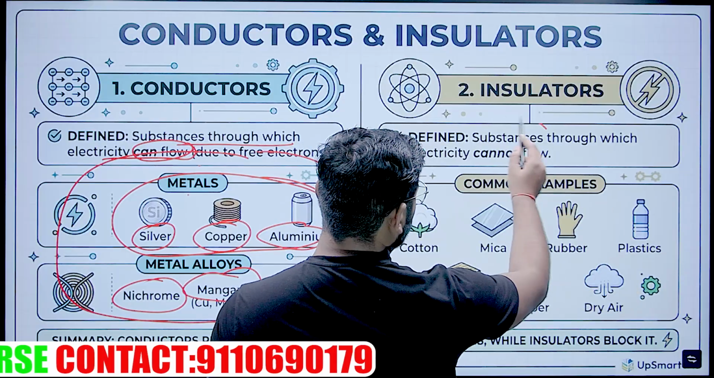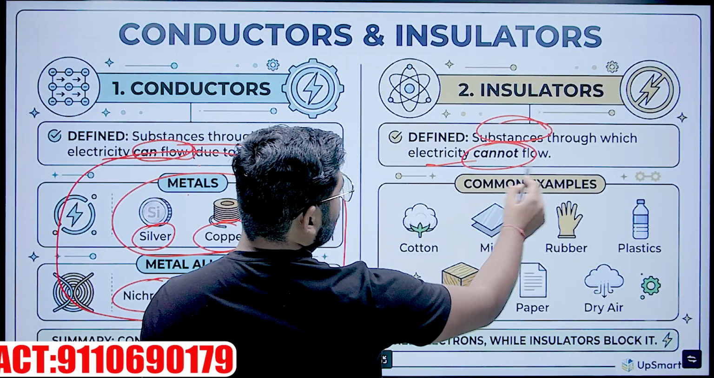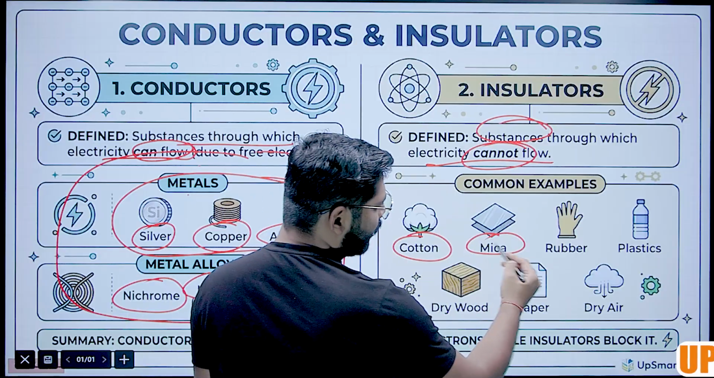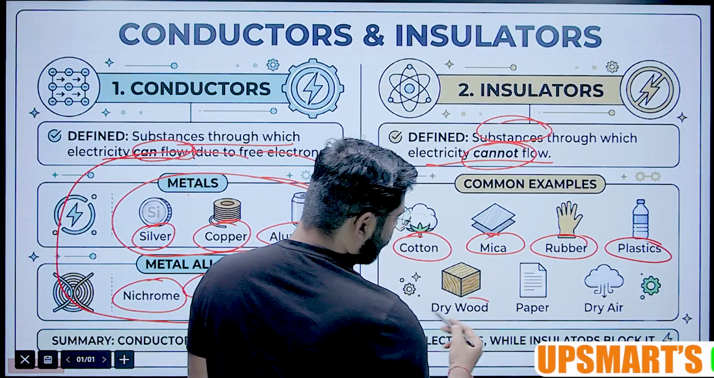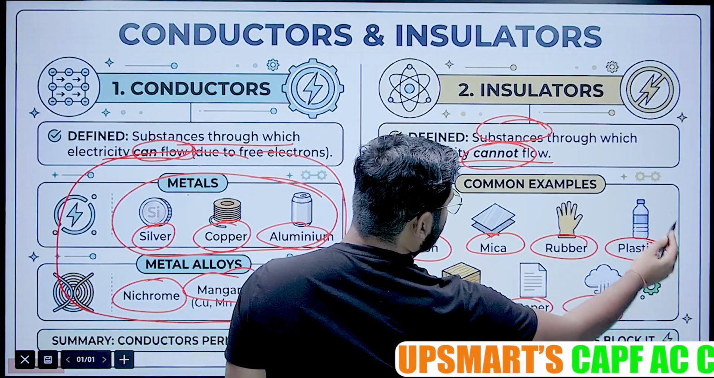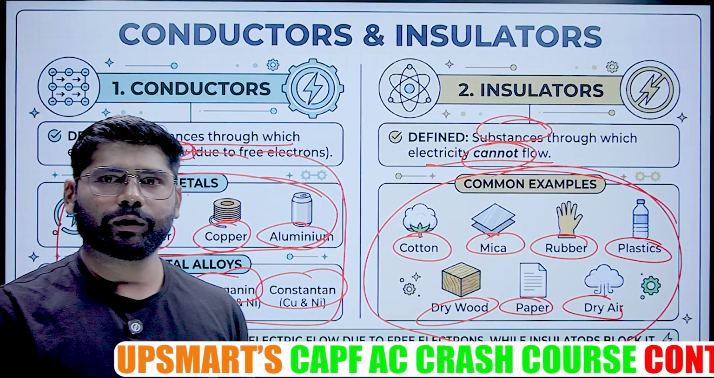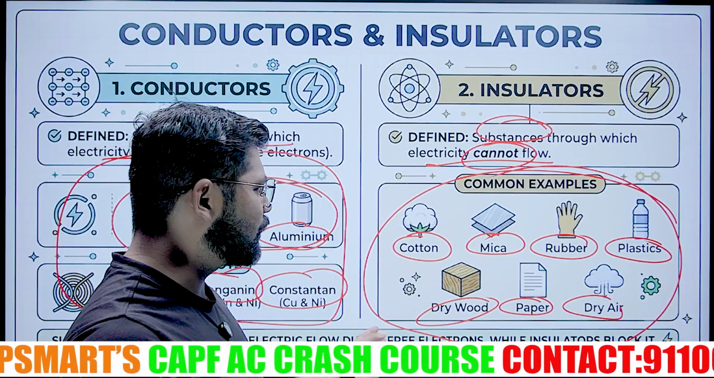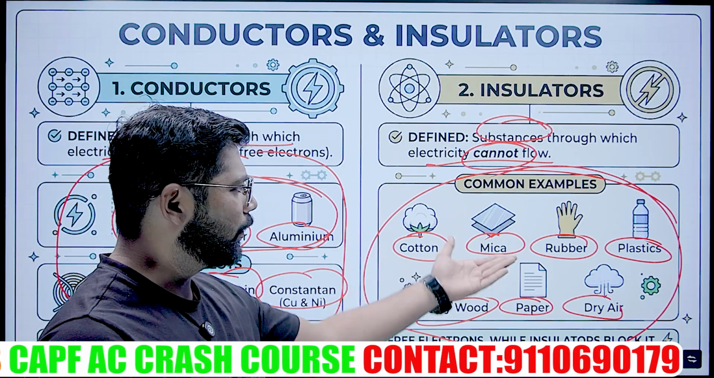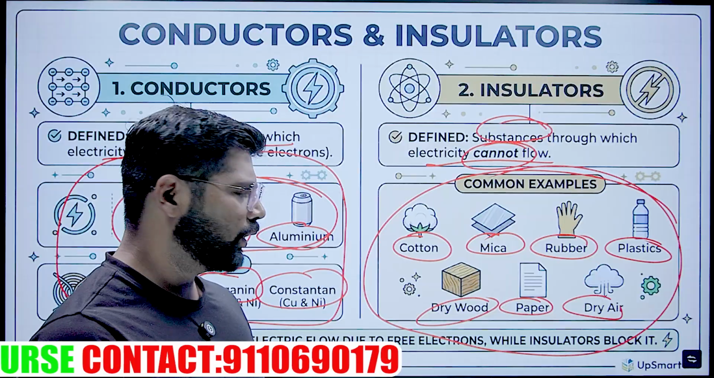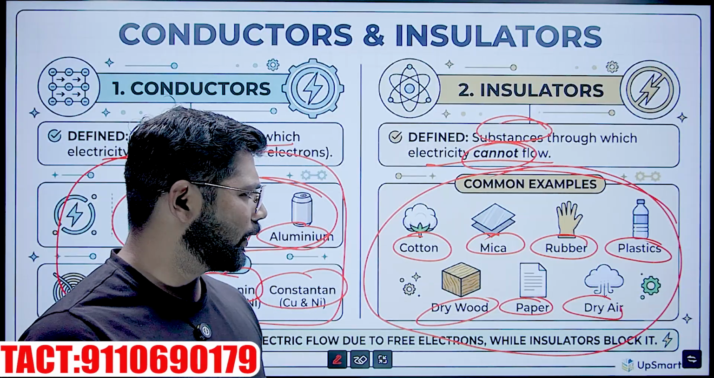What are insulators? These are substances which cannot allow electric flow. So first is cotton, mica, rubber, plastic, dry wood, paper, dry air. These are substances which resist the flow, or do not allow the current to flow. That's why whenever we touch electric wires, we either use rubber gloves, or we keep dry wood and stand on it.